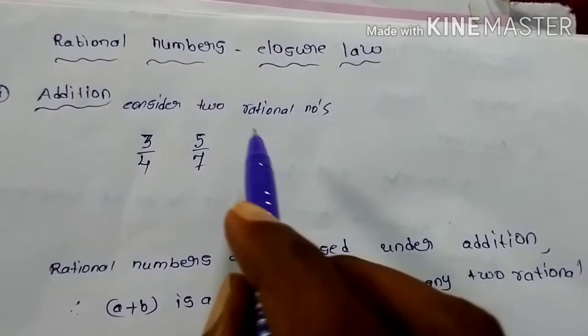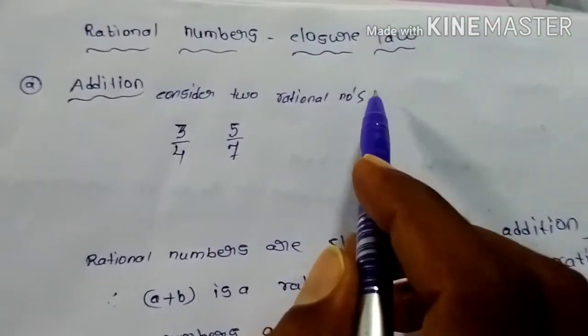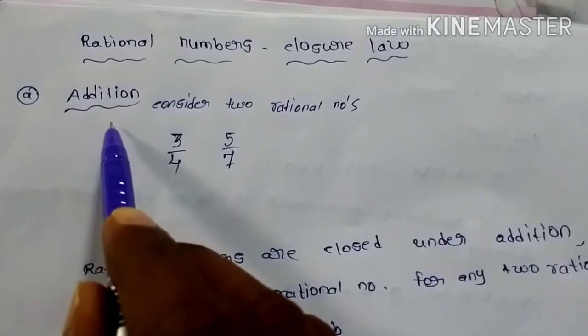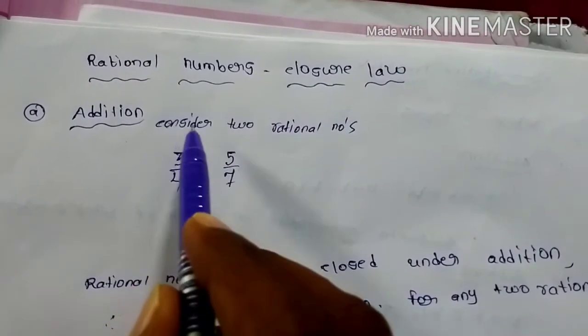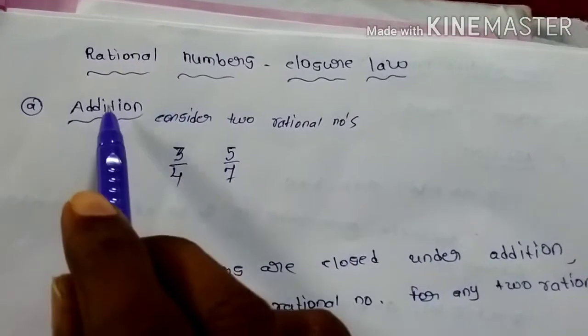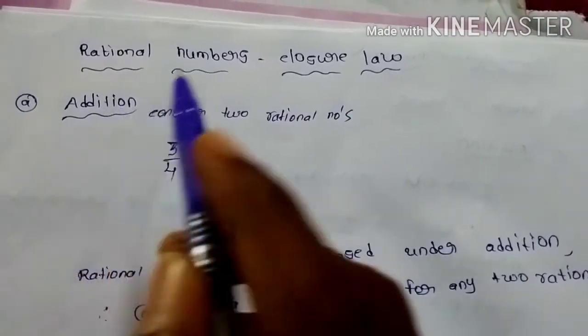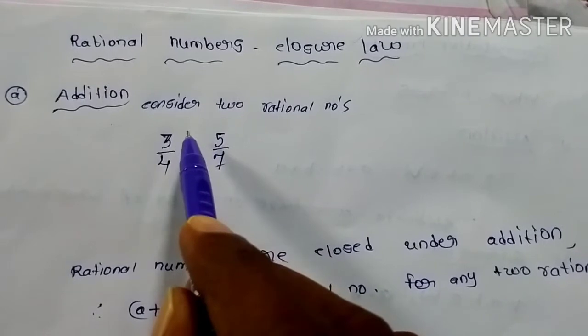Now we will discuss the closure law for rational numbers. First, there are four operations. You know them: addition, subtraction, multiplication, division. First, I will discuss addition. We have to take two rational numbers.